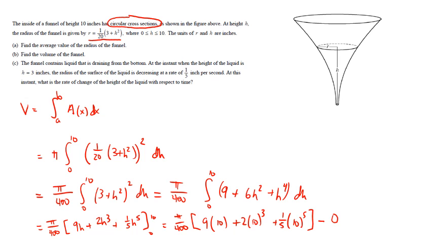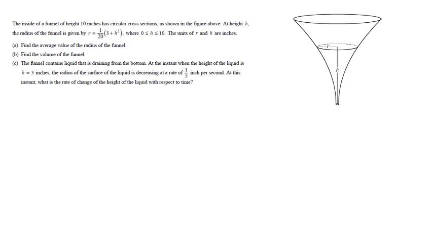Okay, so kind of a tough question. You didn't really probably ever do a problem that said find the volume of a funnel, but that doesn't mean that you don't have the skill. Okay, last part of the question here says the funnel contains liquid that is draining from the bottom. At the instant when the height of the liquid is h equals 3 inches, the radius is decreasing at a rate of 1/5 inch per second. At this instant, what is the rate of change of the height of the liquid with respect to time?